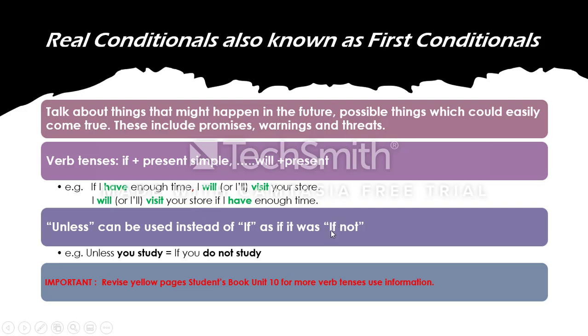Let's see what happens if we don't use the word if, but we use the word unless. You can also use it, and it's used to say something like if not. Let's see the example. Unless you study means the same as if you do not study. But please pay attention, because when you use unless, you are going to use the positive form, you study. If you are going to use if not, you are going to use the negative form, if you do not study. Important: revise Yellow Pages in Students Book Unit 10 for more verb tenses to use this information, okay?